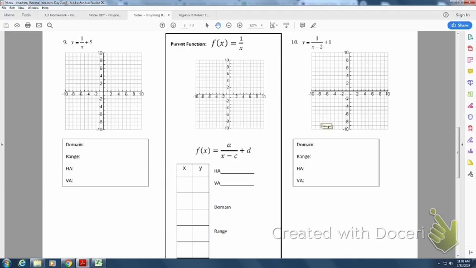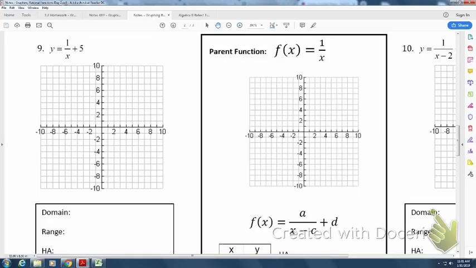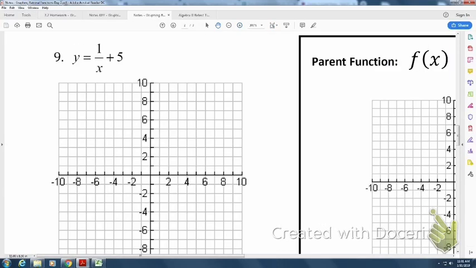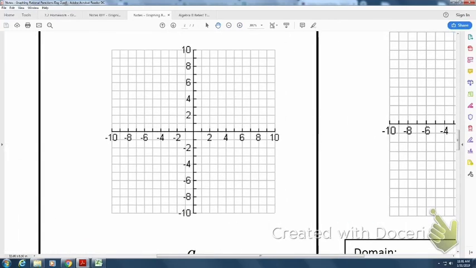So if I have this first one, the middle one, I'm going to go through the parent function. I'm going to talk about how to graph it a little more accurately. So what would my vertical asymptote be for that graph? Someone just whispered it. What would it be? 0.